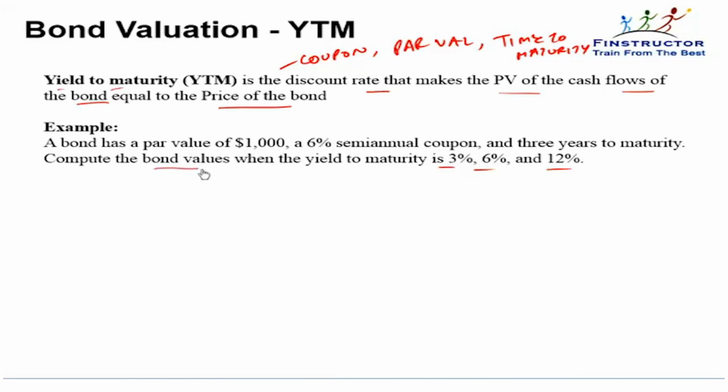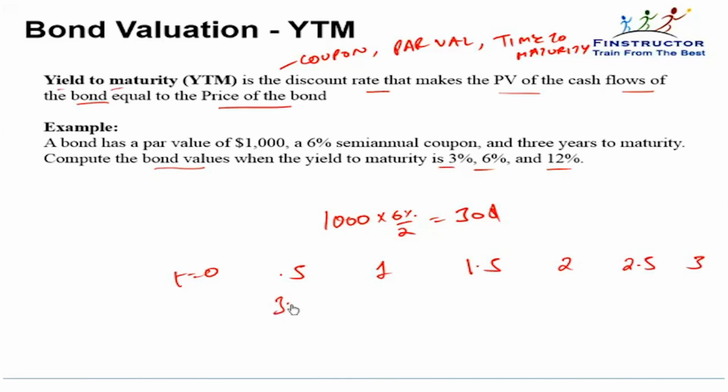So computing the bond value when the yield to maturity is given is straightforward. We need to discount it back by this rate because this is the discount rate that makes the present value of all cash flows equal to the price of the bond, which is what we have been asked to calculate. So the cash flows are 1000 into 6% by 2, that is equal to $30 at the end of every 6 months. So at t equal to 0, nothing is coming. First cash flow comes at t equal to 0.5, second at t equal to 1, 1.5, 2, 2.5 and 3.